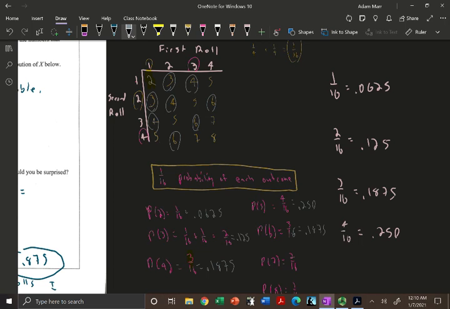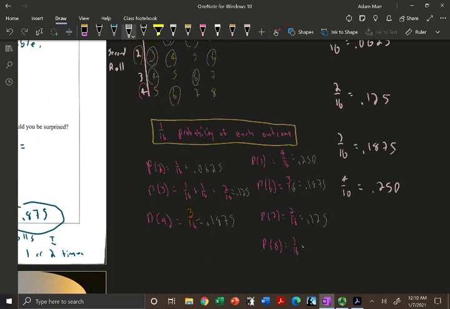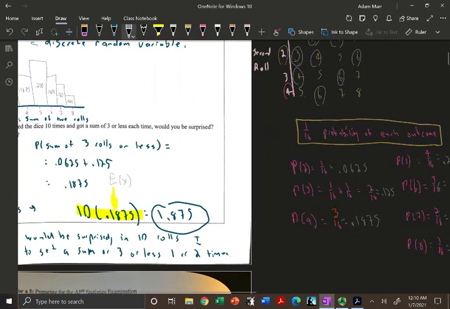Probability of getting a 7 is 2 over 16. That, again, comes out to 0.125. And probability of getting an 8, there's only one single 8. That is just going to be 1/16, which is 0.0625. All right, awesome. So let's take a look right here.